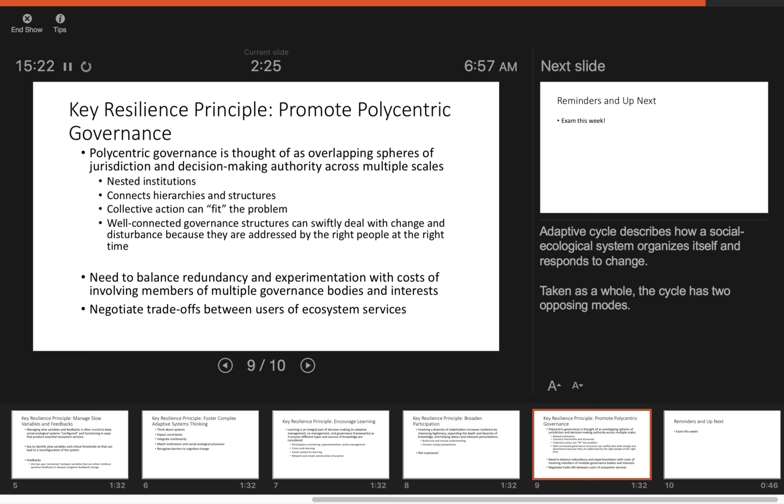But polycentric governance, I really like the term. I use it in my research and writing quite a bit. I think it's a really neat framework to think about how governance might be designed within a landscape or within a region.